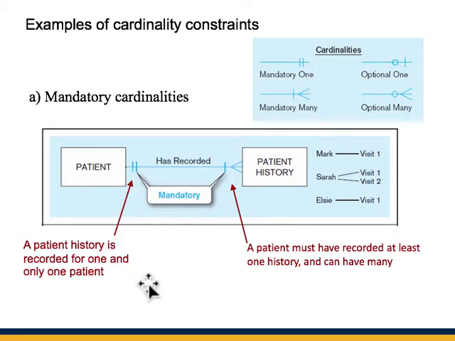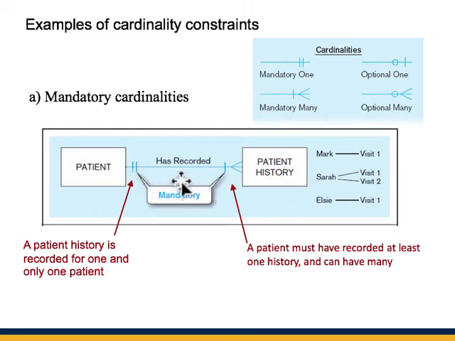Okay, so let's read this thing. What does it say? So we are saying one patient must have a recorded patient history. Okay, one person or one patient must have a recorded patient history. And reading the other way, multiple patients must have a recorded patient entity or patient attributes. Okay.